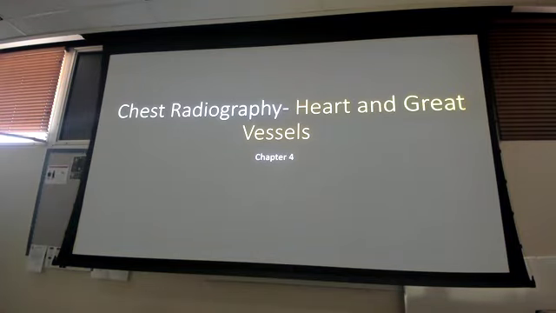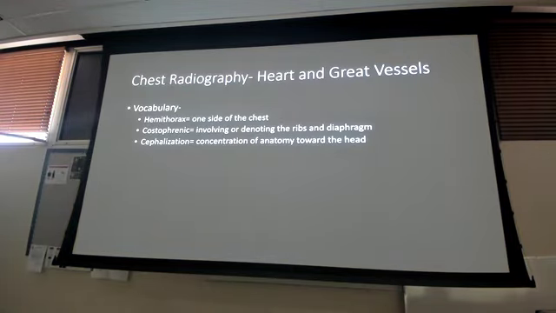Okay. Let's talk about some more anatomy, some more heart and great vessels, and what some of these words mean. Hemithorax: one side of the chest, half the thorax. Costophrenic angles, we've talked about that already. It's basically involving the ribs and the diaphragm, costophrenic. Cephalization is concentration of anatomy towards the head, but we're going to use cephalization in this course for an abnormality of the vasculature. Technically the definition of the term is any anatomy that goes towards the head, and you'll see why we describe cephalization the way we do.